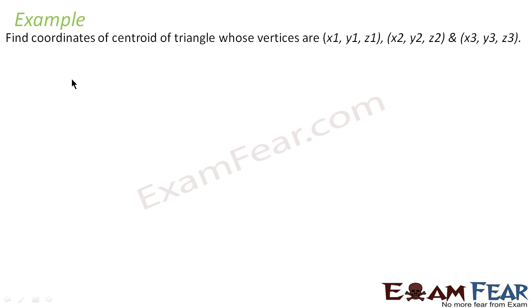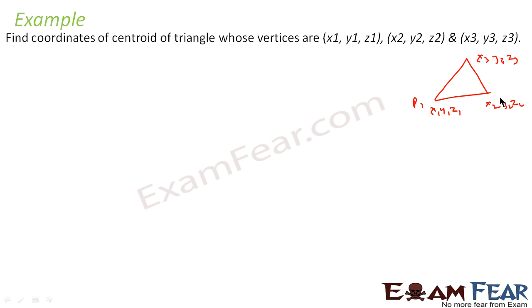In this example, we have to find the coordinates of the centroid of the triangle whose vertices are x1, y1, z1, x2, y2, z2 and x3, y3, z3. So what are we given? We are given that there is a triangle here. This is x1, y1, z1, this is x2, y2, z2 and this is x3, y3, z3, right?